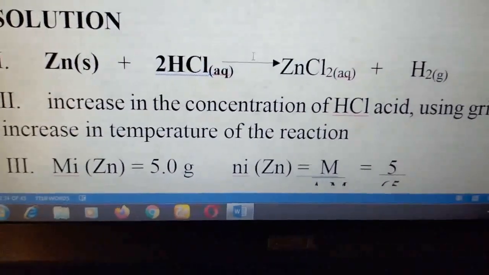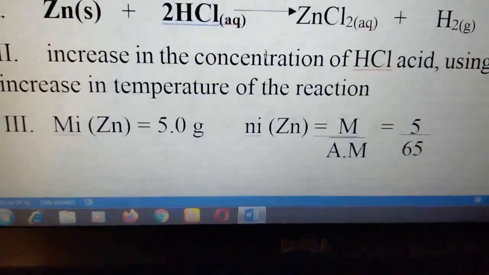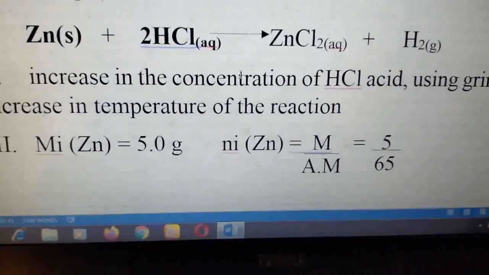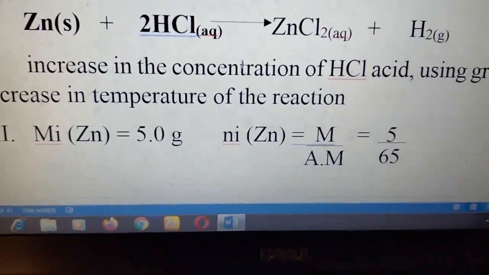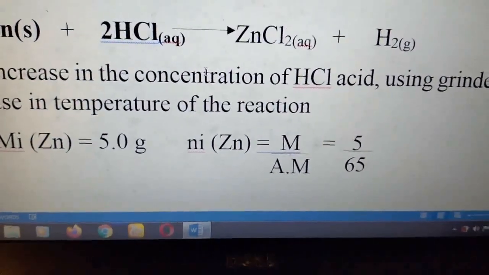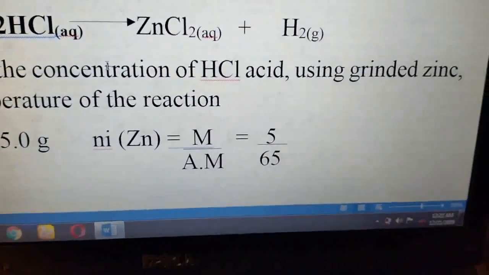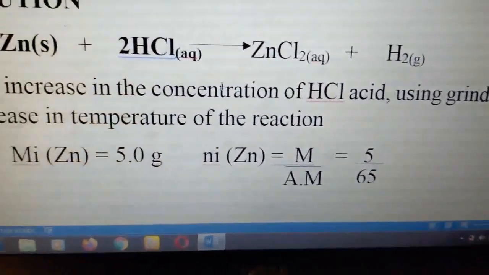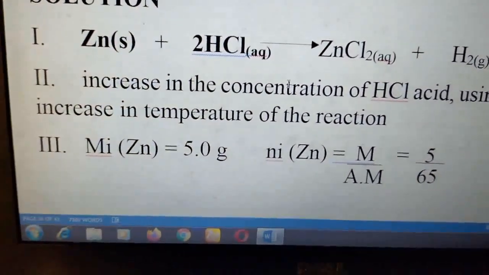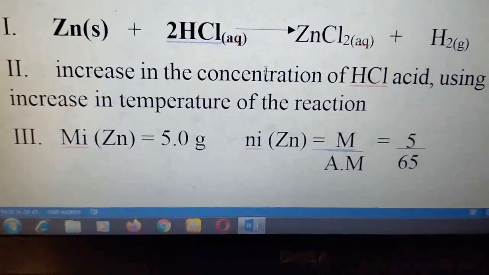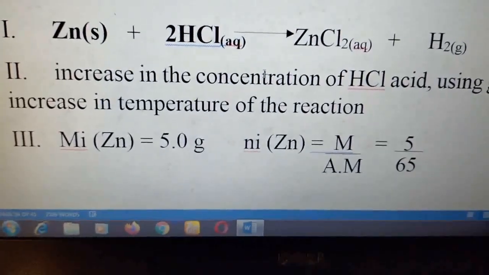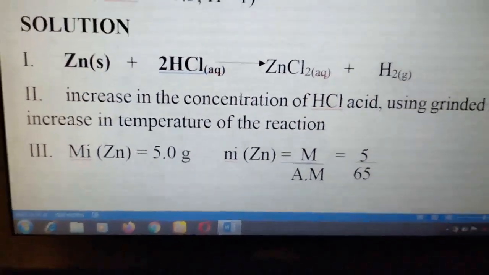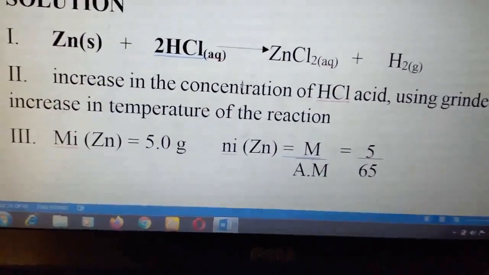The II says what factors will increase the rate of reaction. So to increase the rate of reaction, we can increase the concentration of the acid HCl, or we can grind the zinc into dust. That is, increase the surface area of zinc. And then number 3, you can also increase the temperature of the reaction system by heating the mixture. So these factors can increase the rate of chemical reaction.